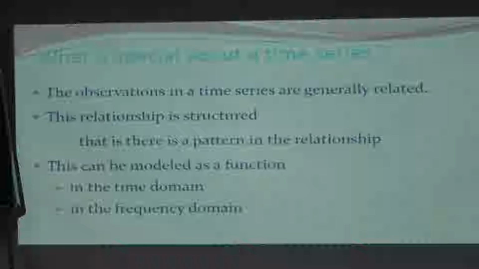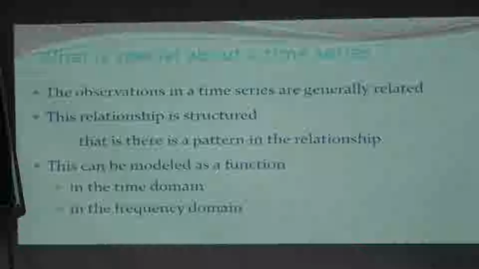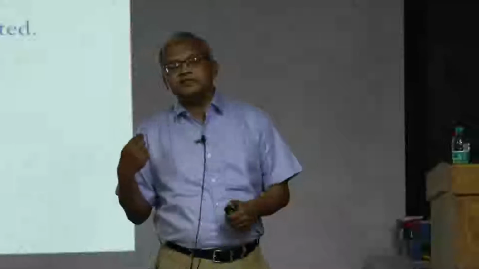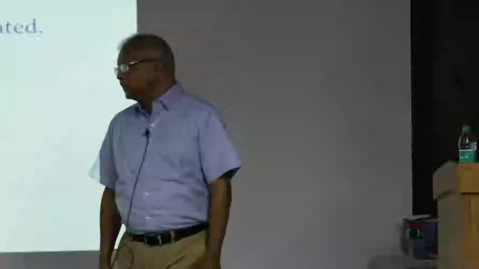The problem is that the observations in a time series are generally related. I'll give you an example. Let's look at infants, newborns. Suppose I have 50 newborns from a hospital, and what I'm doing is I'm measuring the heights of these 50 newborns over the next 20 years. So how does the data look?